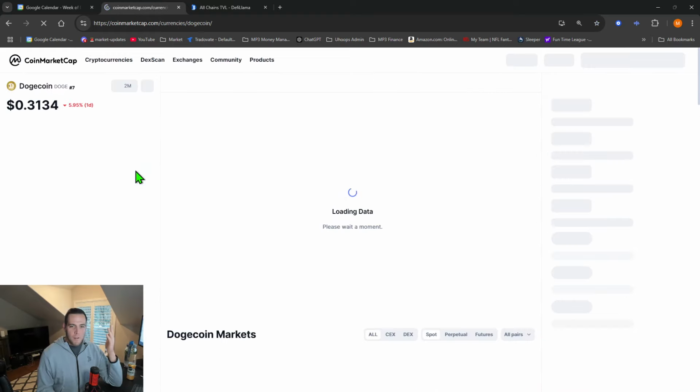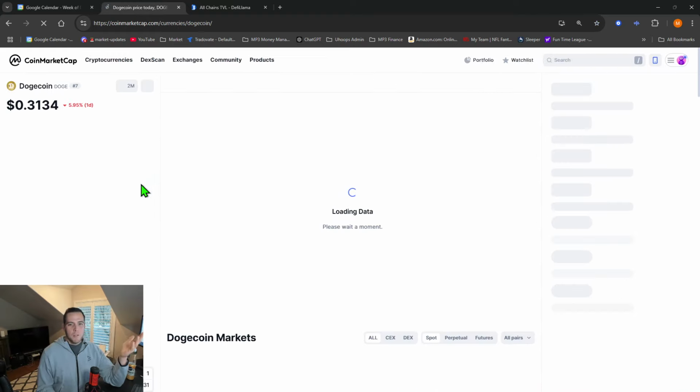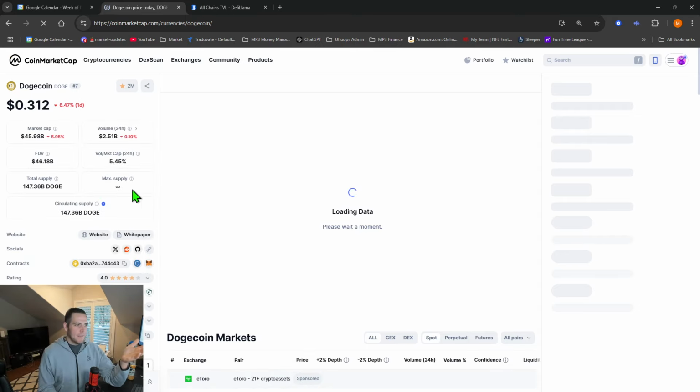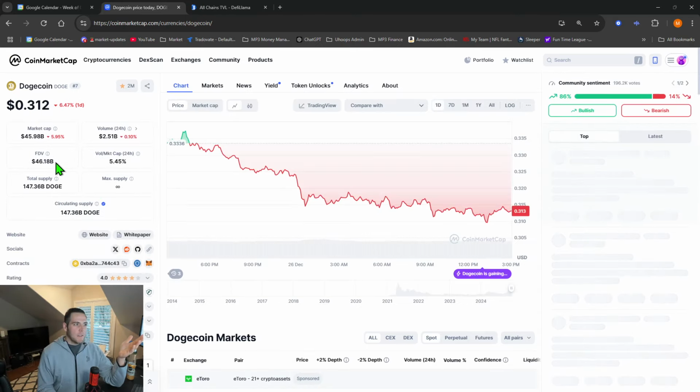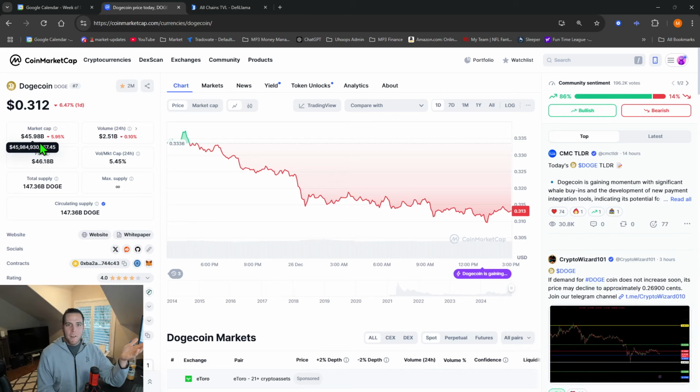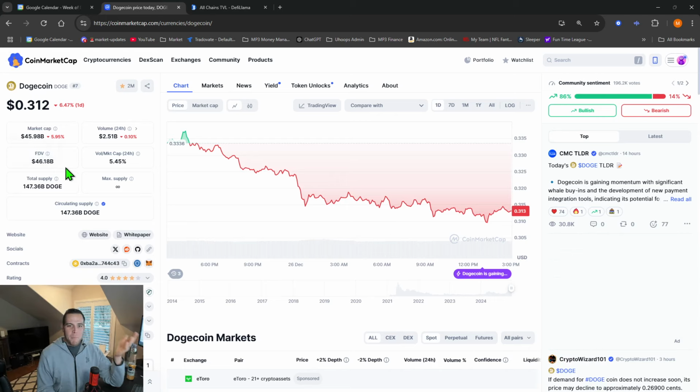Some people are calling for Dogecoin to $1. So what would that take? So we look at its market cap, 45 billion. Fully diluted market cap, 46 billion. That's great to see. Not a lot of supply to come to the market.